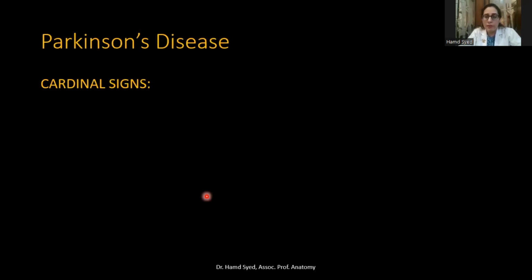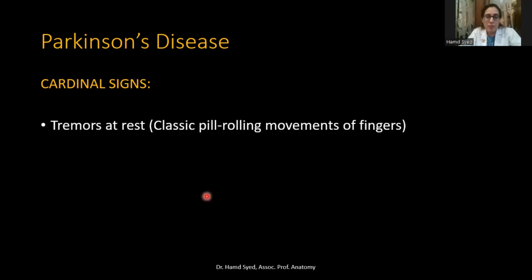Now, what are the cardinal signs? That is the main signs of Parkinson's disease. Remember, these are the cardinal signs. The first one is the tremors. If you have seen a patient of Parkinson's or heard about the patient, the first thing that comes to your mind is the tremors. So these are the patients who have tremors at rest. And the classic one is the pill rolling. You can see the pill rolling movements of the fingers.